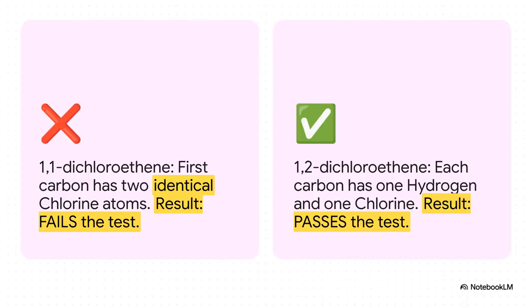And this slide illustrates that second rule perfectly. Just look at 1,1-dichloroethane. That first carbon is bonded to 2 chlorine atoms. They're identical, so it fails the test. No geometric isomers here.